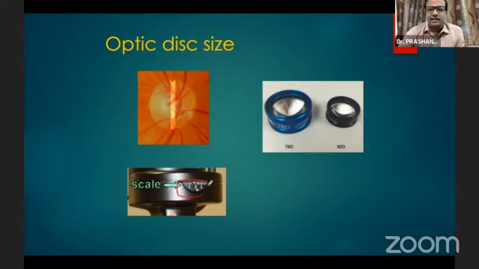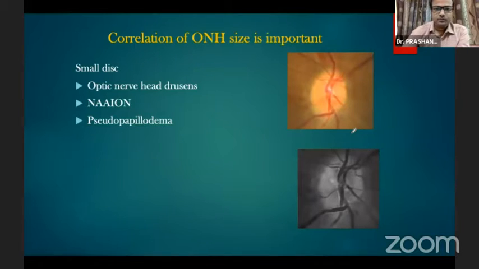And whatever is the reading, we have to correct it with the magnification factor. Now, since different lenses are magnifiers, they have different magnification factors. If you're using a 60 diopter lens, it is 1, which is similar to the actual size. If you're using a 78 diopter lens, you have to multiply by 1.1 times. If you're using a 90 diopter lens, you have to multiply by 1.3 times. So that will give you an idea of the actual size of the disc.